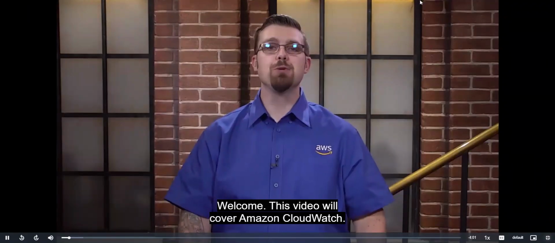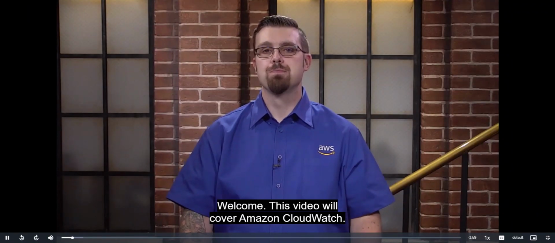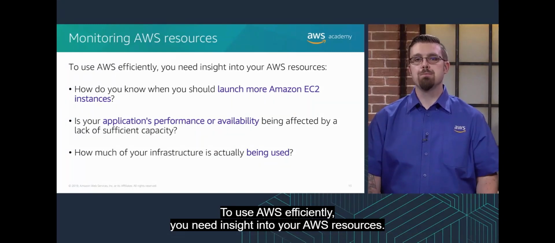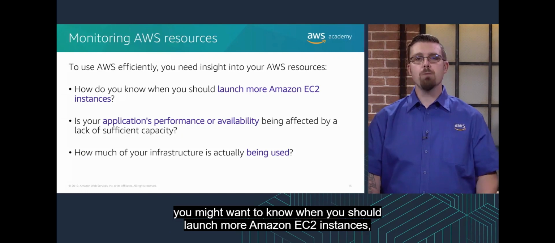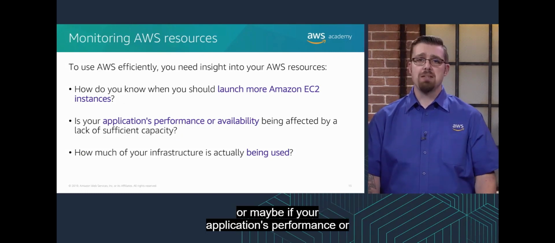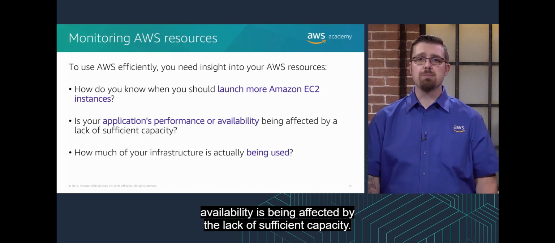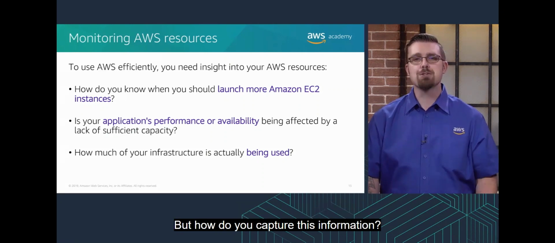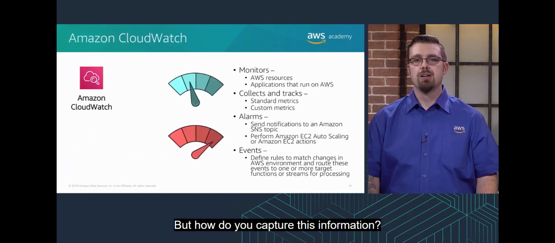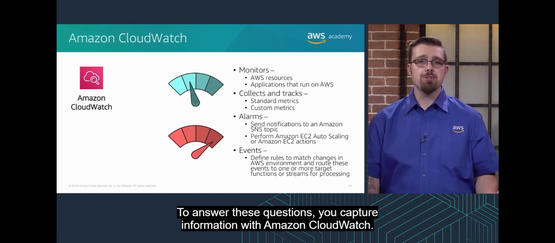Welcome. This video will cover Amazon CloudWatch. To use AWS efficiently, you need insight into your AWS resources. For example, you might want to know when you should launch more Amazon EC2 instances, or maybe if your application's performance or availability is being affected by the lack of sufficient capacity. You might also want to know how much your infrastructure is actually being used. But how do you capture this information? To answer these questions, you capture information with Amazon CloudWatch.